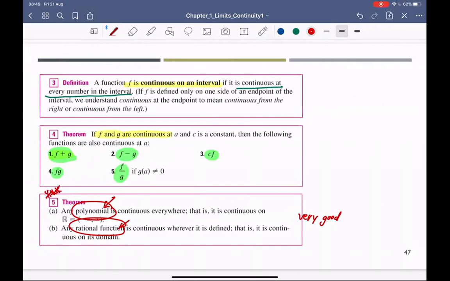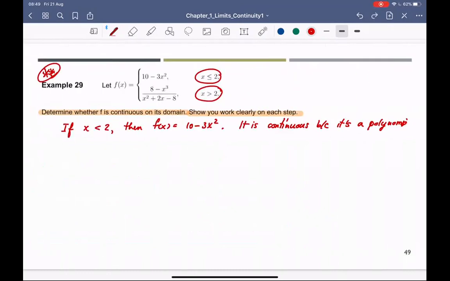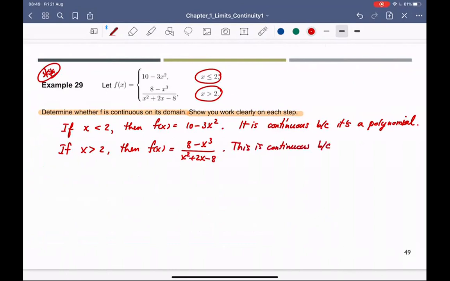One second, I say polynomial, yes. Polynomial. All right, so that means the function is polynomial. So yeah, f(x) is continuous. And then when x is greater than 2, f(x) is equal to (8 minus x cubed) over (x squared plus 2x minus 8). This is continuous because it is a rational function.